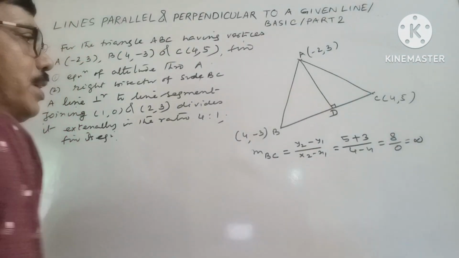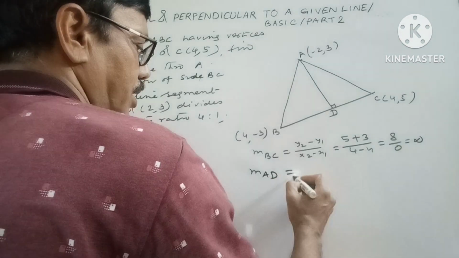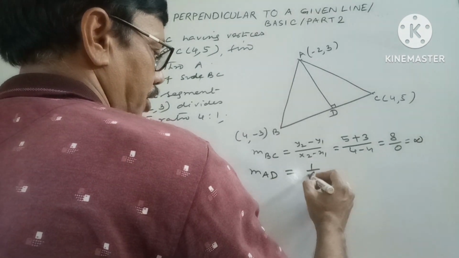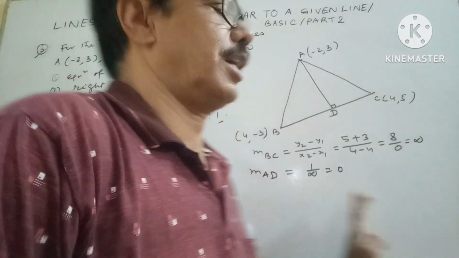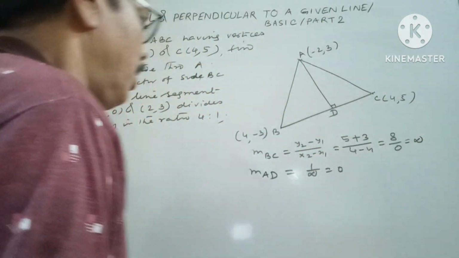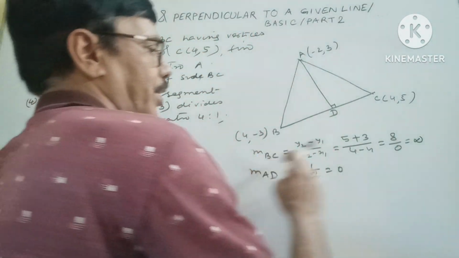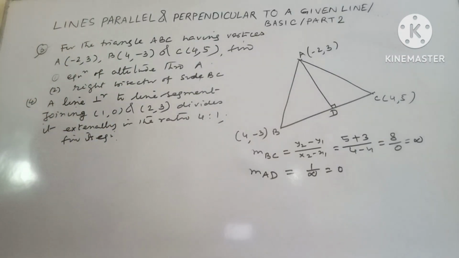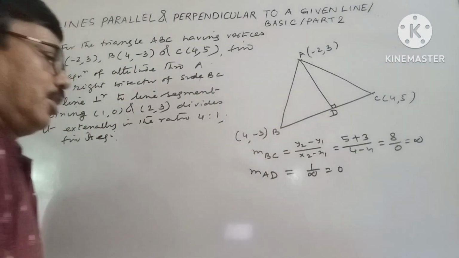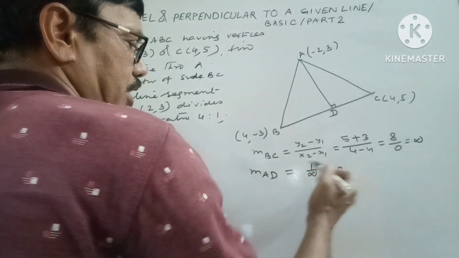Now, slope of perpendicular lines: M of AB. So you can write it as 1 by infinity, that is 0. You can take negative also, no harm. So M of AD, if M of BC is infinity, then M of AD must be 0. So what is M of AD? M of AD is 0.